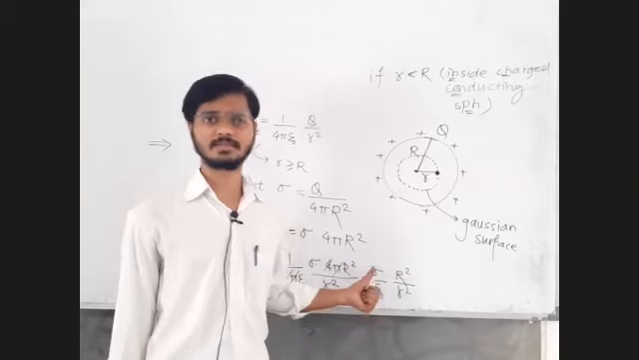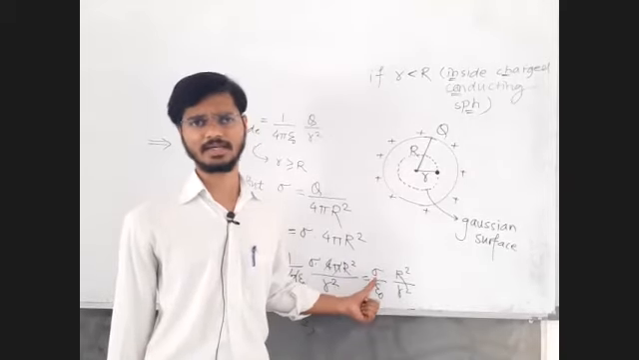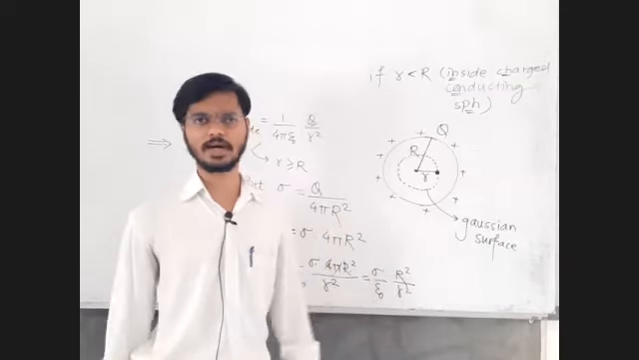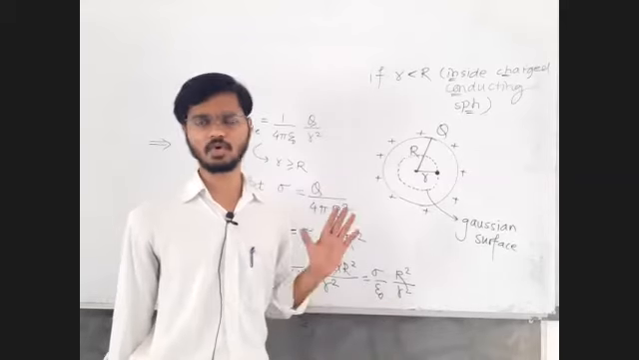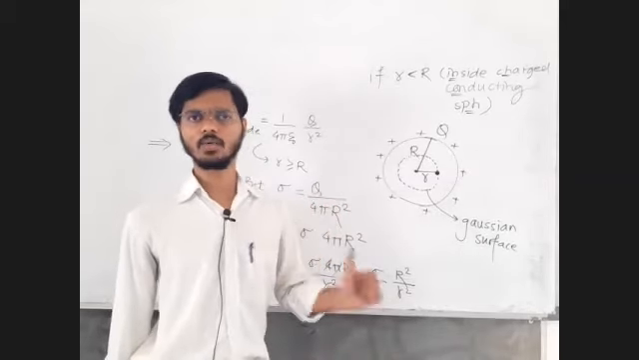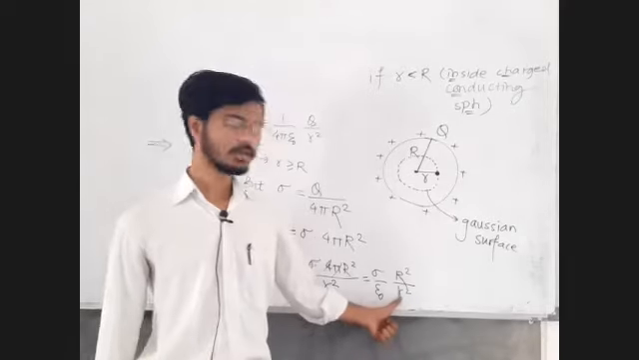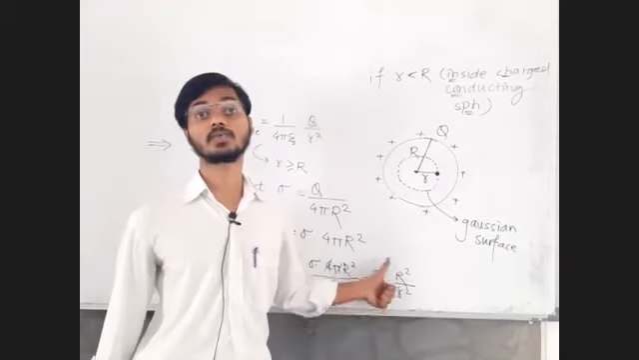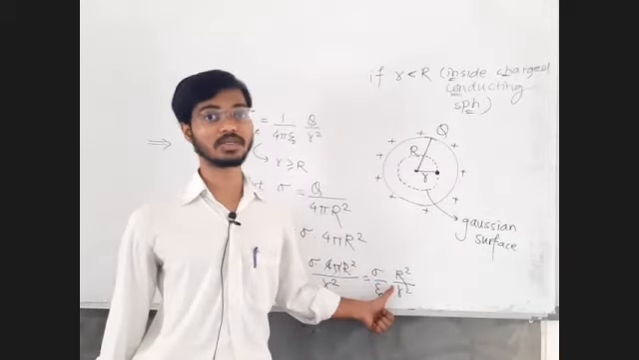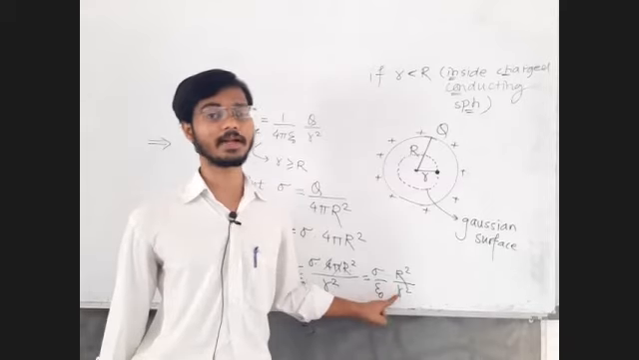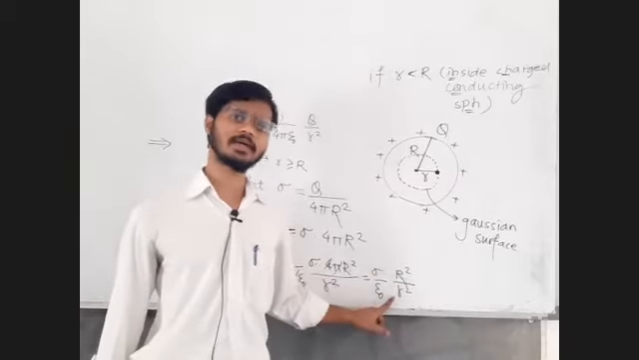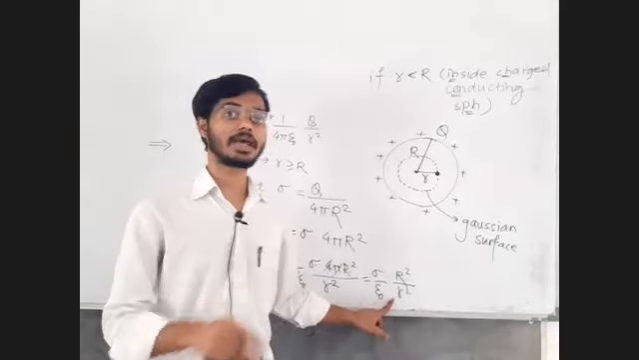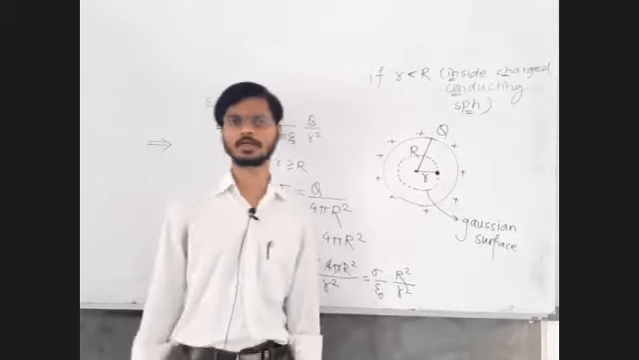One of the r must be capital and the other r must be small. So how to remember the rule? If the letter in the denominator is capital, I will use the word capital. For example, sigma upon epsilon 0, r square upon capital R square. But right now it is not capital R, so I will say sigma upon epsilon 0, R square upon r square.